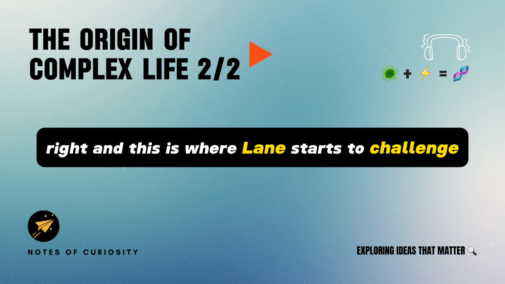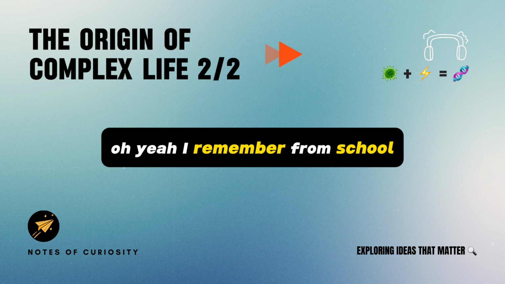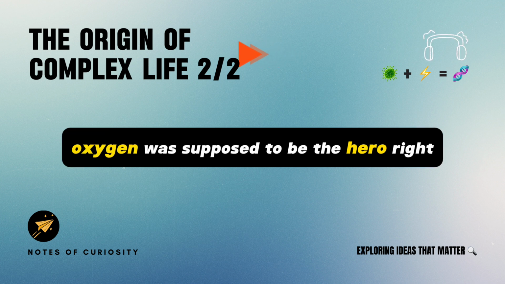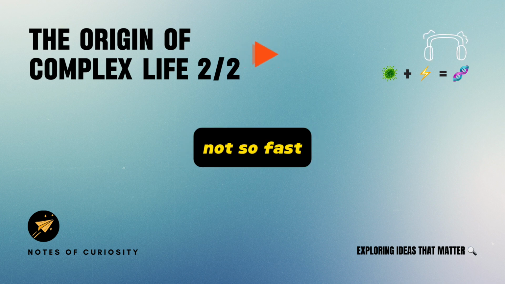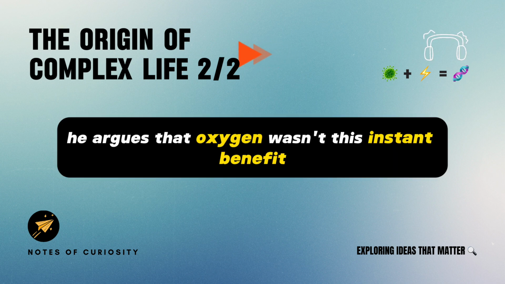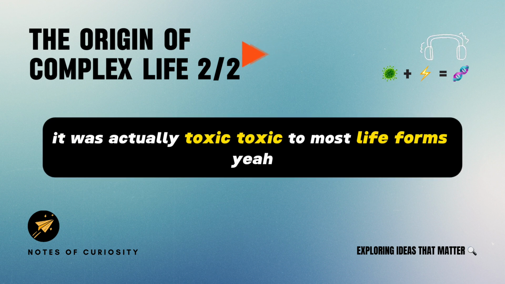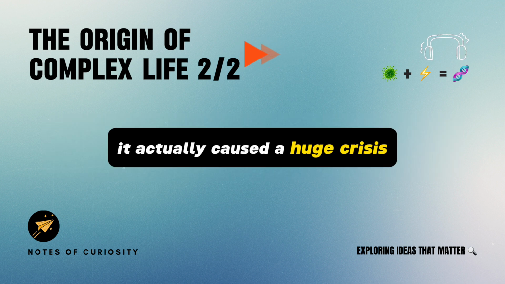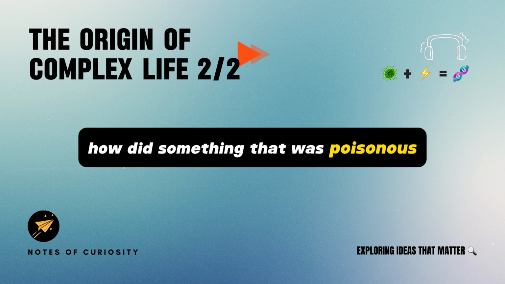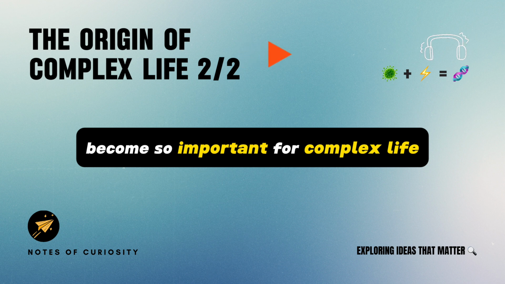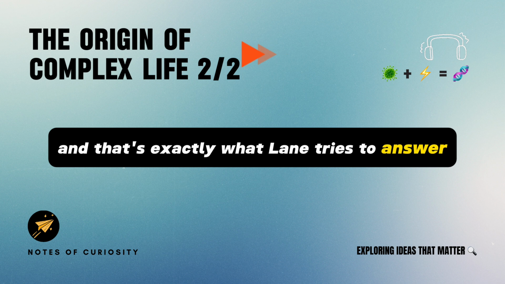Right. And this is where Lane starts to challenge the usual narrative about the Great Oxidation Event. Oh, yeah. I remember that from school. Oxygen was supposed to be the hero, right? The big change that allowed for complex life. Exactly. But Lane says not so fast. He argues that oxygen wasn't this instant benefit. At first, it was actually toxic. Toxic. To most life forms, yeah. It actually caused a huge crisis, not this immediate advantage. Okay, so how did something that was poisonous become so important for complex life? It doesn't make sense. It's a great question, and that's exactly what Lane tries to answer.